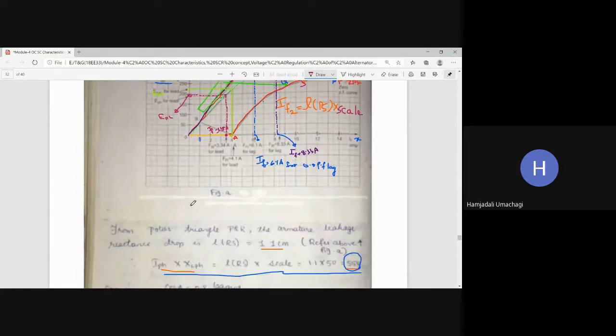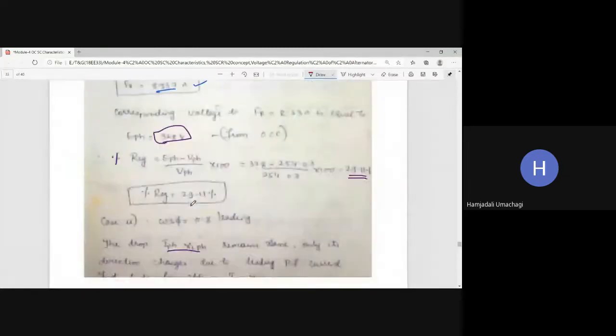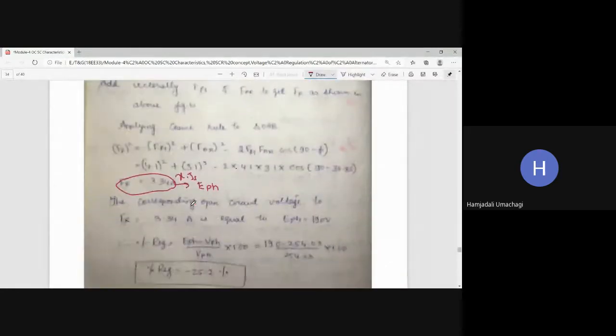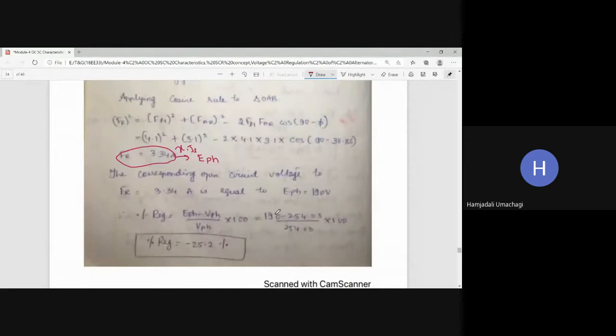So the EPH value, let us see how much it is given in the textbook. Here EPH is told around 180, and here it is 190. Check, you are getting EPH as 190, all of you. I got 190, sir. Okay, very good. So EPH is 190 volts.